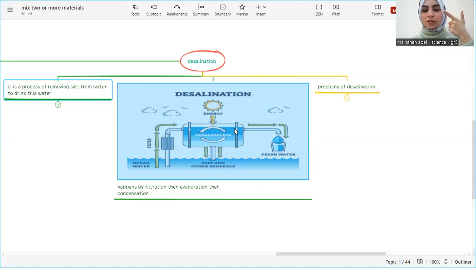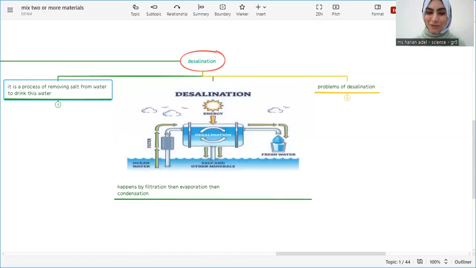This gas will enter this tube here. We will cool the gas. So when I cool the gas, it changes to liquid. This process we call condensation, the third step. Condensation changes the gas to liquid. And now it's ready, so you can drink the water now.